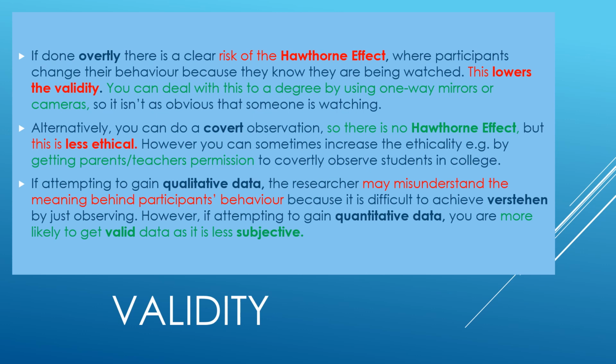So alternatively, if you do a covert observation, validity goes up because there's no Hawthorne effect. They behave naturally, they behave how they would in everyday life, and so that's what we need. That's the kind of data we want. Problem there, though, the trade-off with that is it's less ethical. So there's informed consent issues, there's deception issues, which we've already talked about. You can sometimes improve the ethicality of it. So, for example, in doing observations in college, it could be the case that we get parents' permission to observe you, and you don't know you're going to be observed, but the parents do, and they've given permission. That helps with the ethical side of it, but it's still less ethical than an overt.